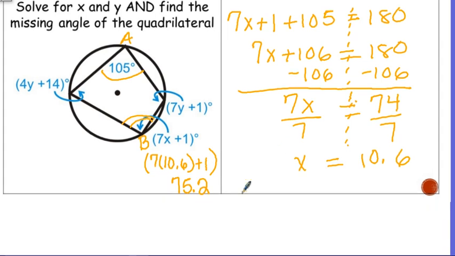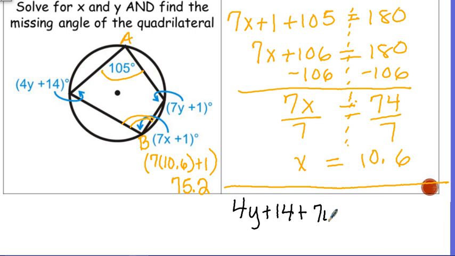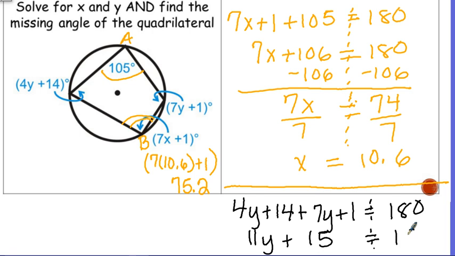Now let's go and do the work for y. So we're going to use the same logic with helping us get y. So here we're going to say 4y plus 14 plus 7y plus 1 equals 180. These two angles here should add to equal 180. They're supplementary. So I'm going to combine like terms, 7y and 4y is 11y's. Plus 14 plus 1 is 15 equals 180.